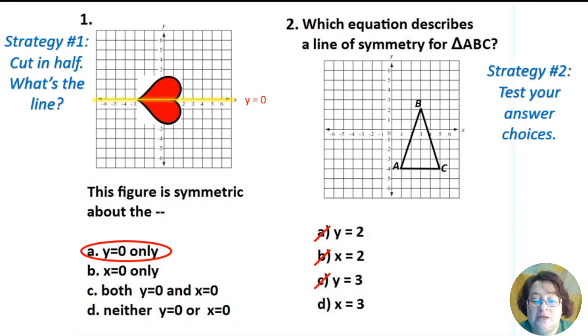We're going to try x equals 3. It's a vertical line. This one cuts the shape right in half, and that works perfectly. It is symmetric on both sides. That is our answer. So those are our two strategies that we can use. Whichever you feel most comfortable with is the one you should do.